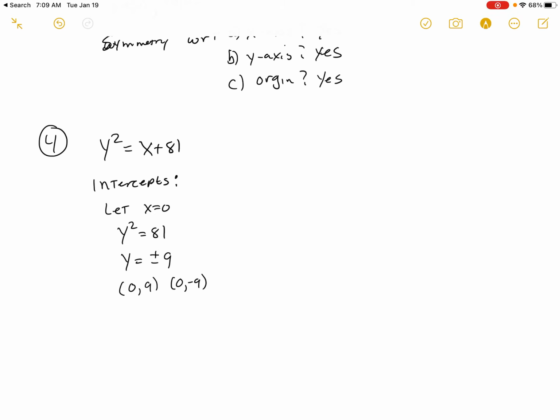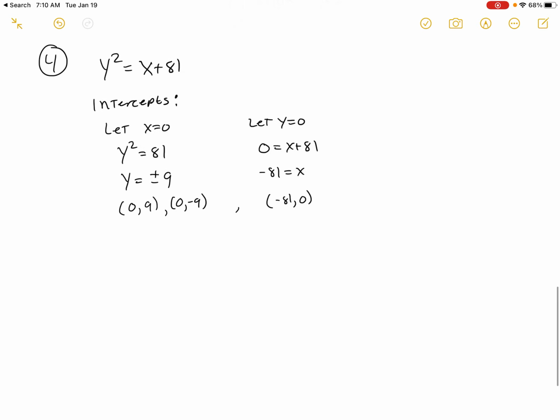There's two y-intercepts. Now let me let y be equal to 0. There we get 0 is equal to x plus 81, and so we get -81 is equal to x. And so the x-intercept is -81, 0. I do think they want you to list them out as ordered pairs. So you type all those in separated by commas into the MyMathLab system, and it will immediately tell you whether you got it right or wrong.